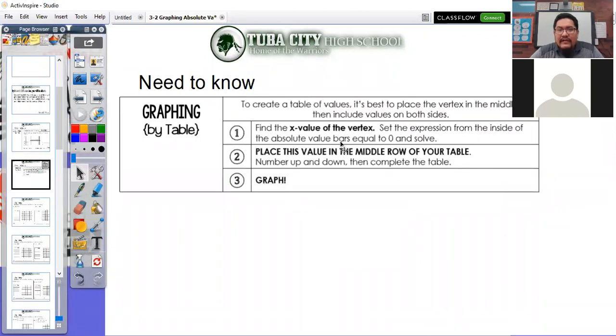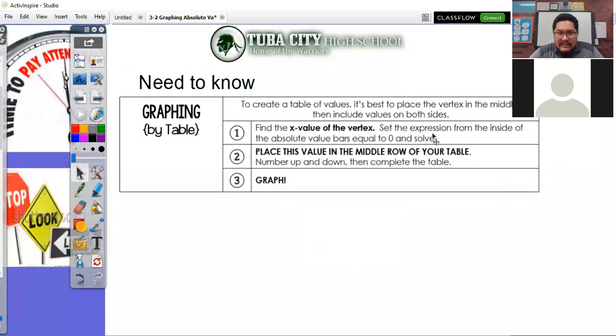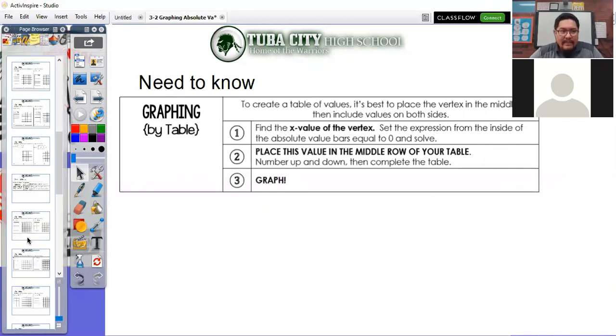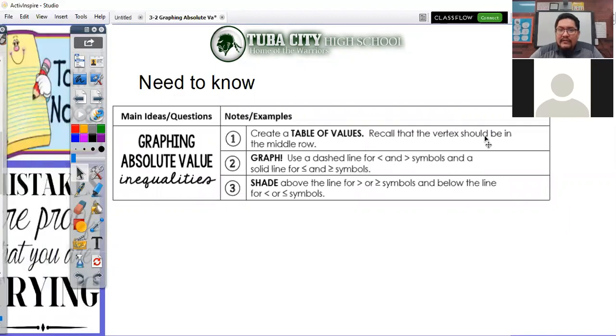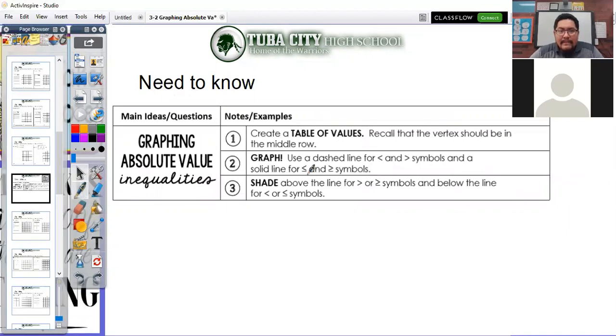So you're going to do the same thing, find the value of the vertex by taking the expression inside the absolute value bars, set those equal to 0, and then solve it. Place that in the middle row of your table and then graph it. It's going to be the same thing. So create a table of values. Recall the vertex should be in the middle row. Graph it, but when you graph it, there's a couple of things we got to do differently.